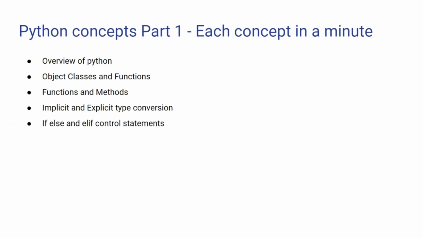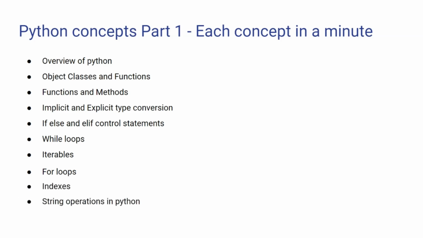We'll take a look at if, else and elif control statements and how to use branching logic. We'll have a go at while loops and why they are used and how to use them with coding examples. We'll take a look at iterables in Python and what they mean. We'll take a look at for loops and how they work in conjunction with iterables, and we'll take a look at indexes and string operations in Python.